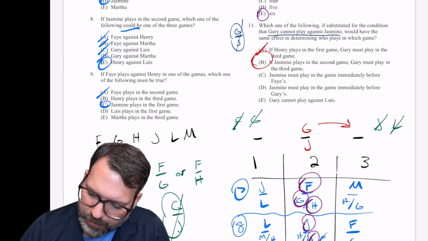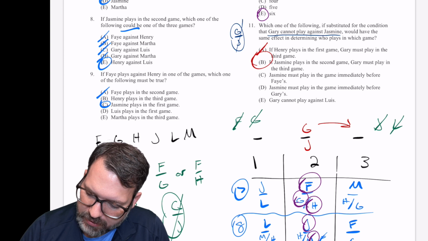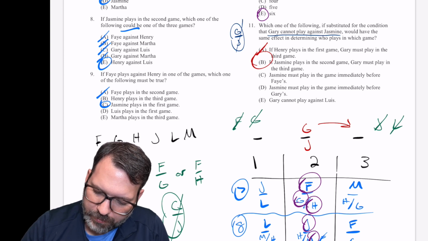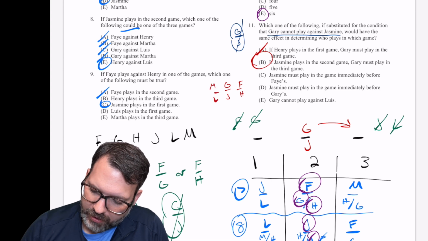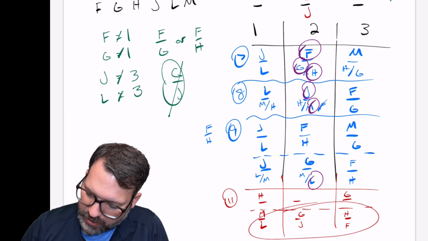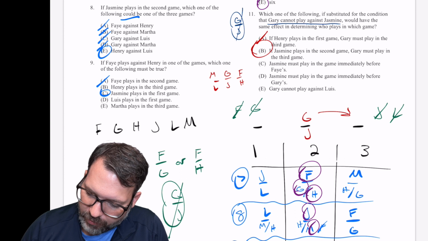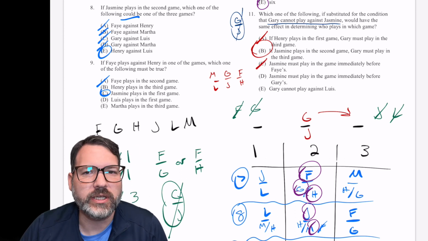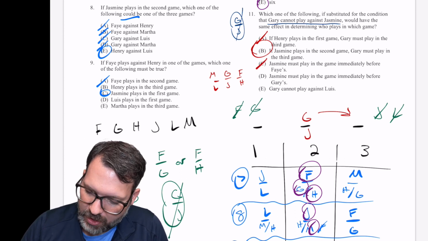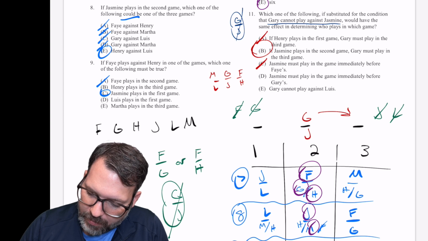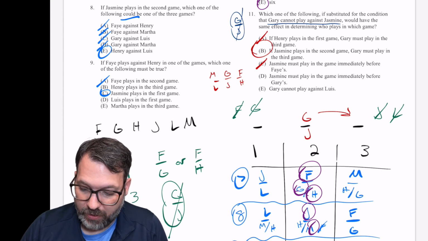If Jasmine must play in the game before Phase, no, I think that would be okay because we could put G and J together in 2, F and H in 3, M and L in 1. In fact, wasn't that our scenario down here? Yeah, that was our scenario. So J is still before F, but we're able to get G and J together, so that's not going to have the same consequence.